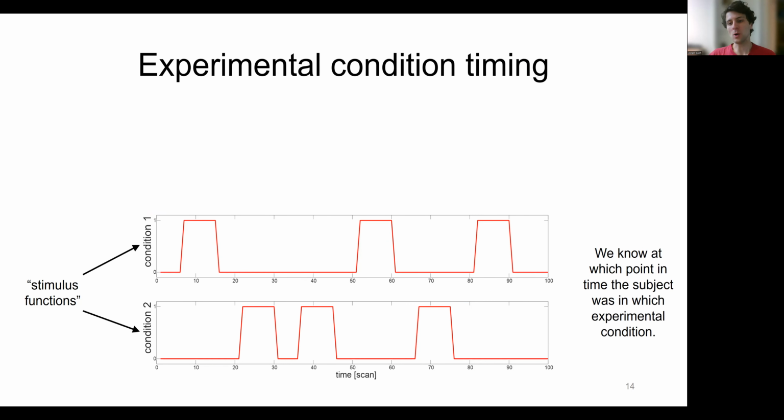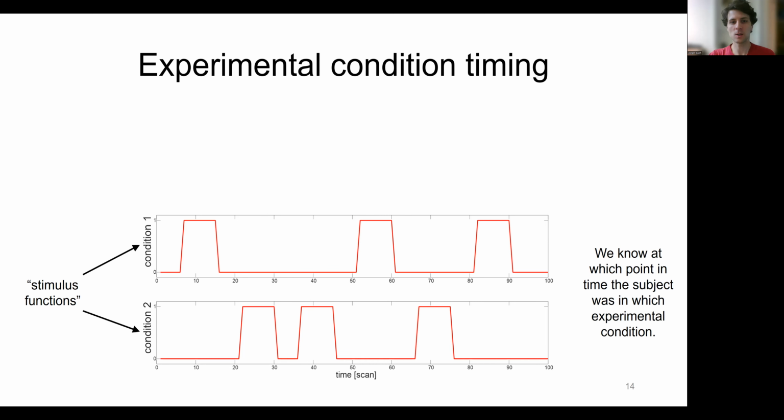Okay, so because we have designed the experiment and we have programmed the stimulus presentation, we know at which point in time the subject was in which experimental condition. So this can be visualized using such stimulus functions, which are shown here in red. These are just functions which are 0 when this experimental condition is not active, and 1 when the subject was in this experimental condition.